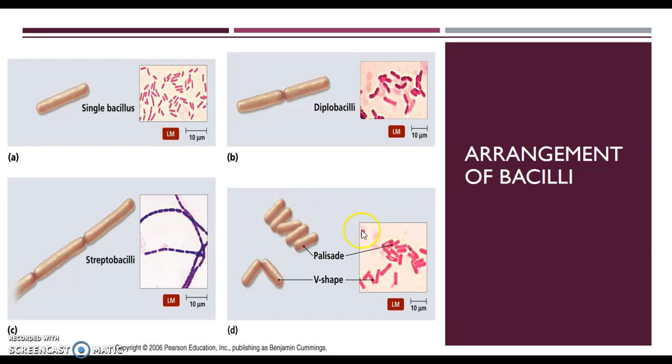And then finally, we have the palisades. And the palisades arrangement is kind of like a picket fence. Sometimes we have these V shapes, or what other scientists refer to as Chinese characters, where they are connected on the sides of the cell instead of at the ends.